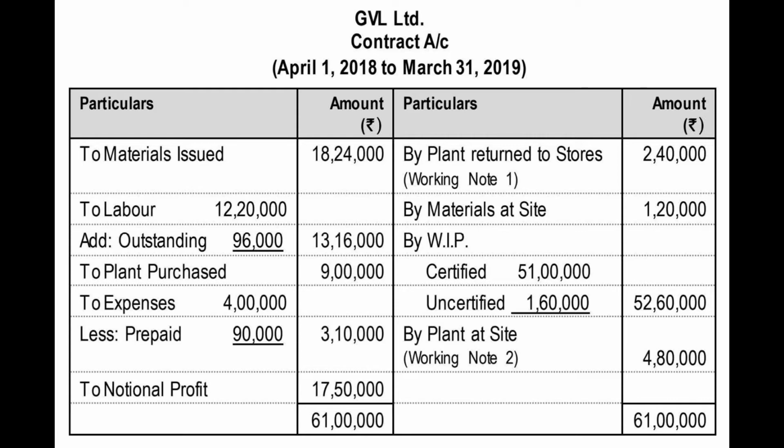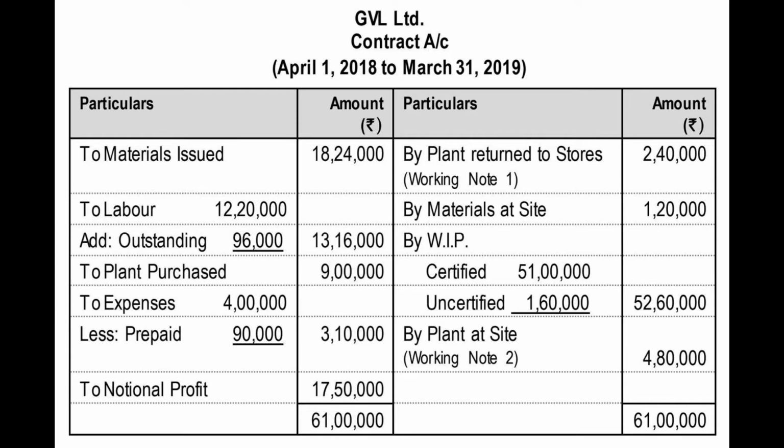Go to the debit side. The first expenditure given in the problem is material issued. Now we are talking about only actual expenditure. Write to material issued. It is an expense to the contract company. So go to the debit side and write to material issued. It is given in the problem, 18,24,000. Update in the outer column of the debit side 18,24,000.